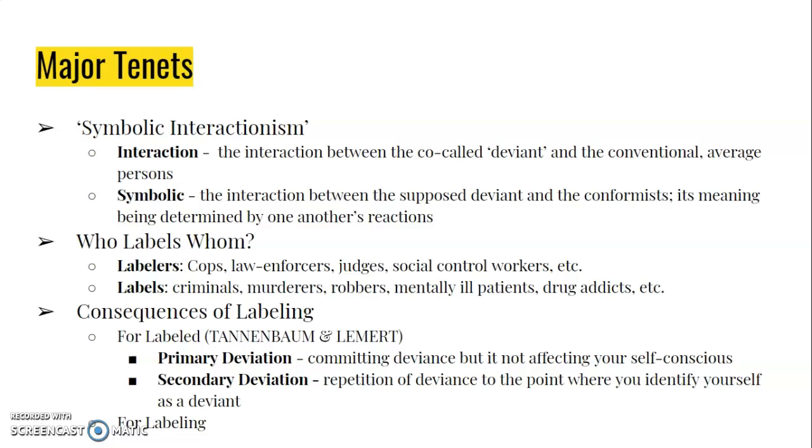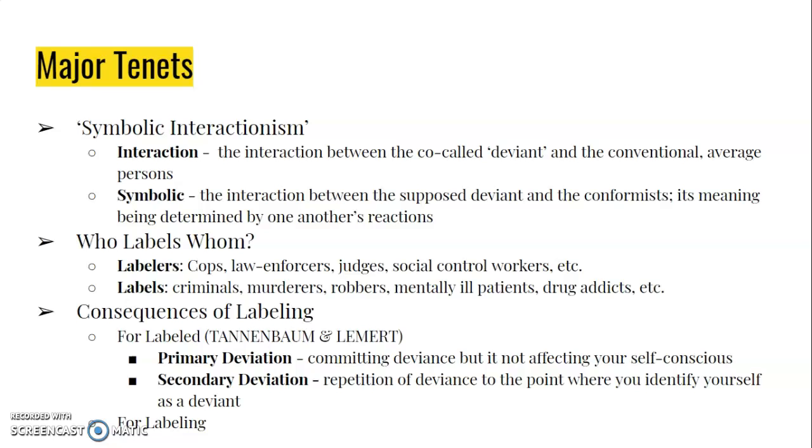What is symbolic interactionalism? It really is divided into two parts, interaction and symbolic. An interaction is the interaction between the so-called deviant and the conventional average persons. Assuming that you and I are not deviants, we are considered the conventional average persons. As for application, we can imagine witnessing someone pick up a nickel off of a convenience store's floor. The interaction is simply us witnessing them pick it up.